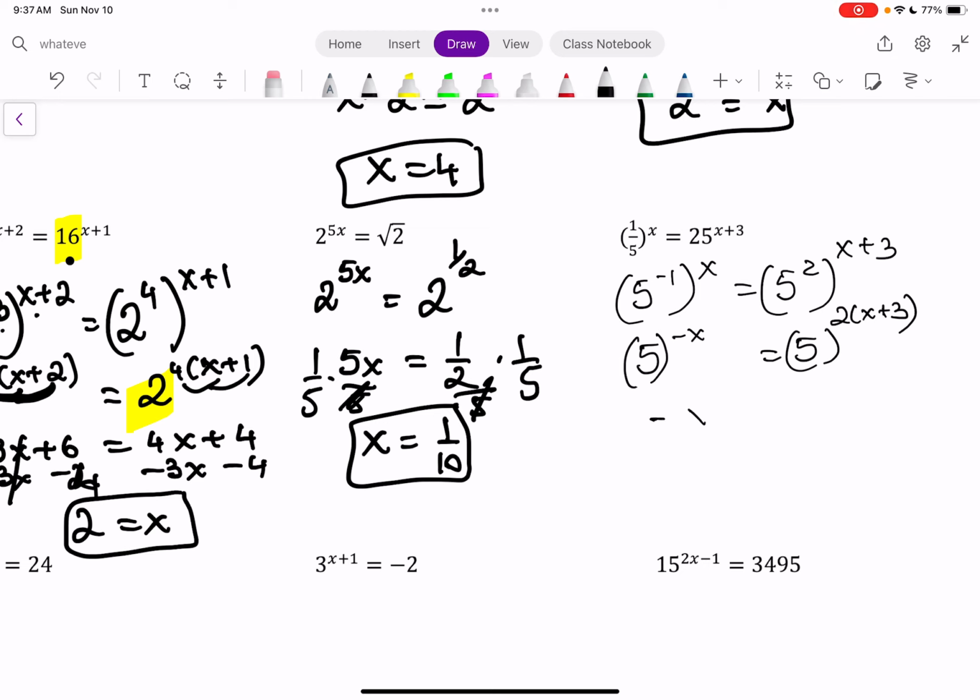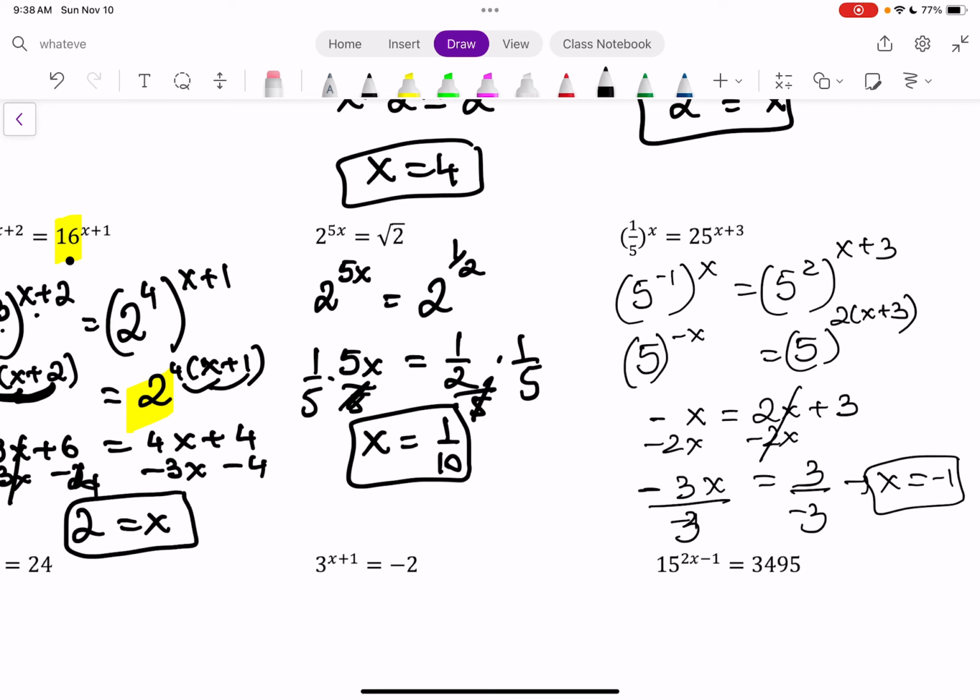So I'm going to now match up the exponents since the bases are the same. Get the x's to one side. Again, it turns into a nice linear equation, easy to solve. We've done plenty this semester. So x is going to equal -1, and done.